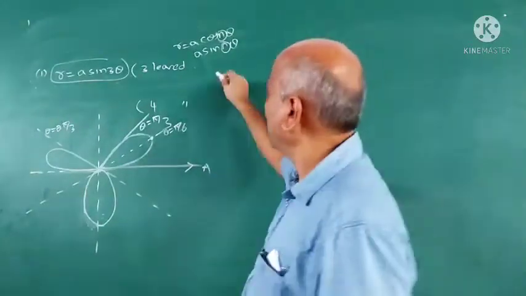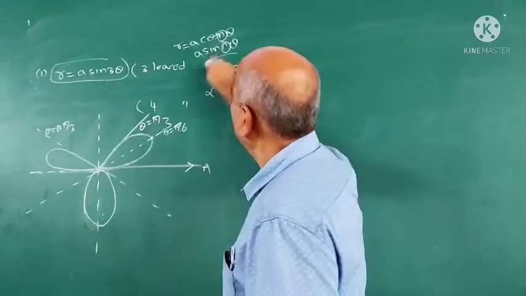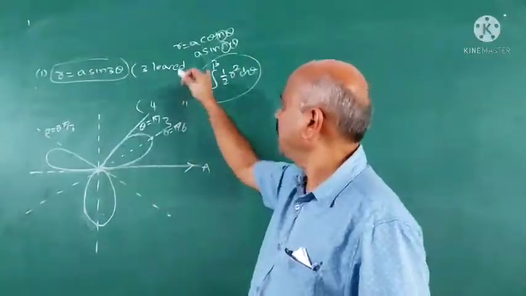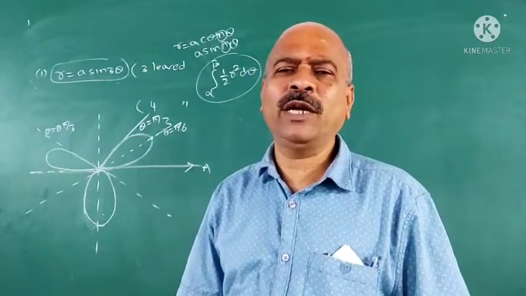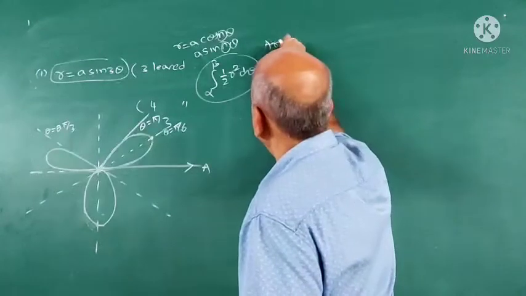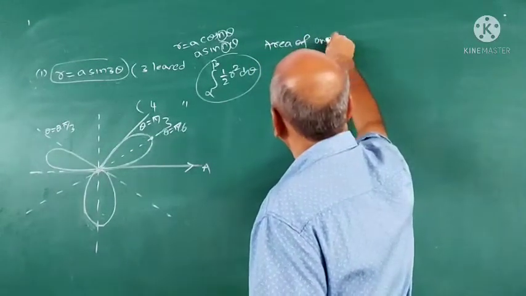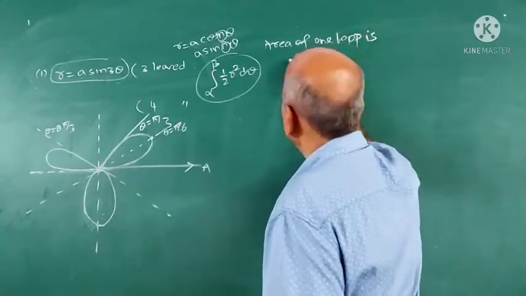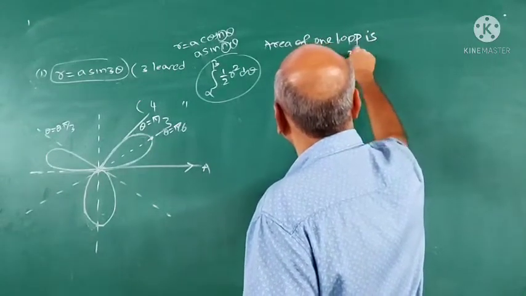In the polar form, what is the formula? Integral from α to β of half r² dθ. Remember this. This is the area formula. These α and β are the lines bounding the vectorial angle, α and β with the initial line. Now therefore, area of one loop is equal to integral from 0 to π/3 of half r² dθ.